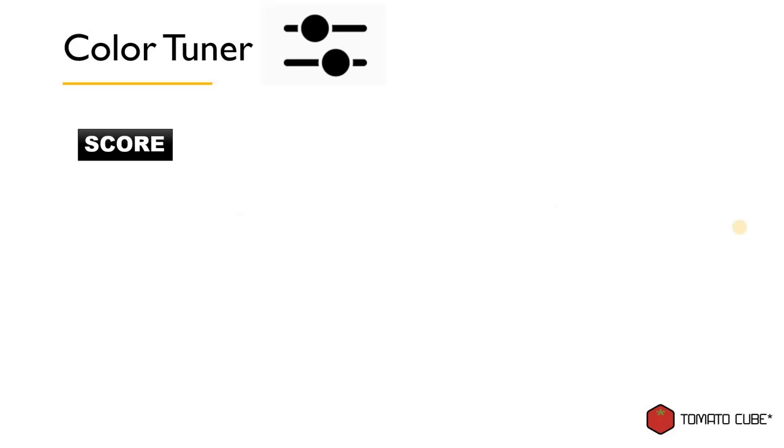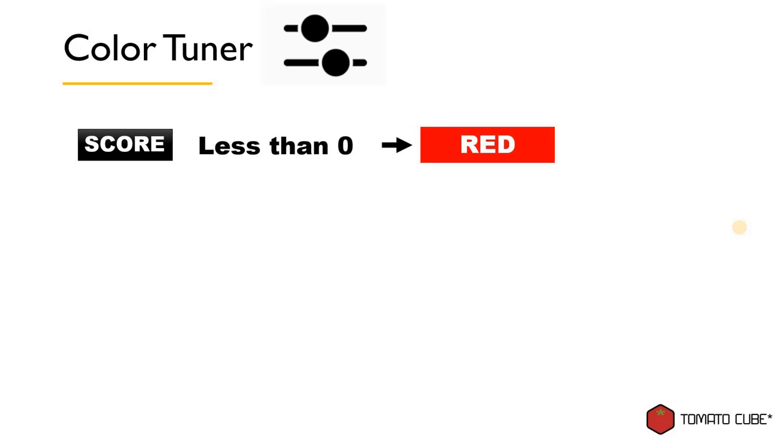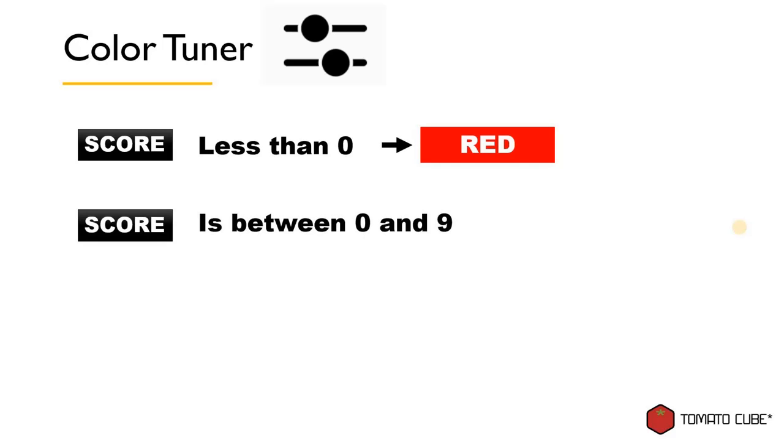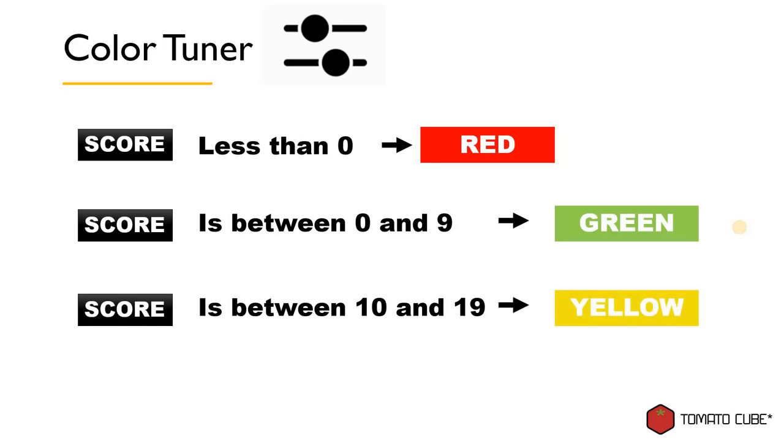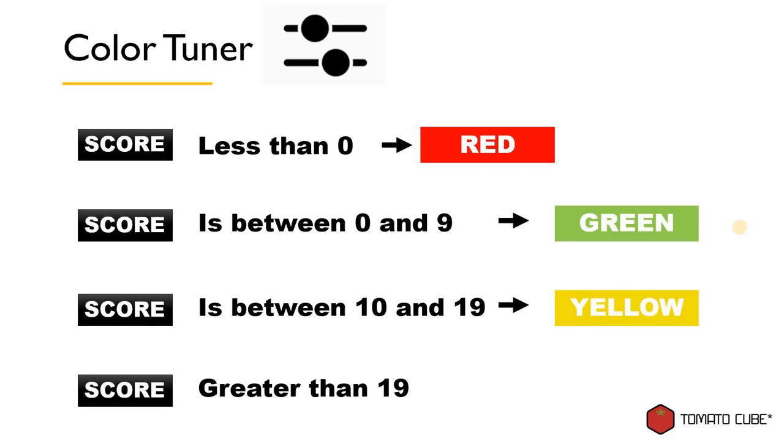Let's say if I want to do a more complex color tuner, and besides the red color that we have right now, we want to add something like if the score is between 0 and 9, it's green, and anything beyond 9, let's say 10 to 19, it becomes yellow, and anything above 19, it will become purple.